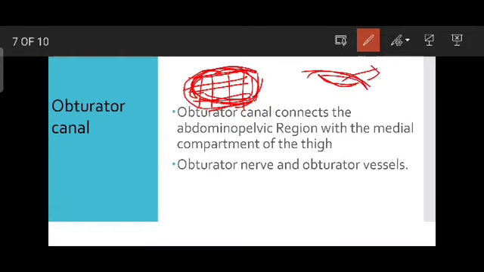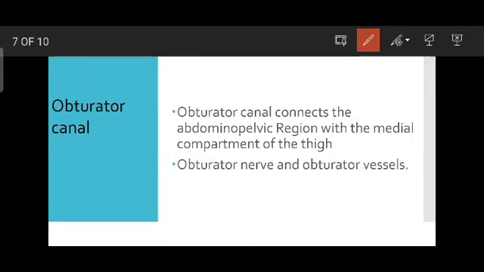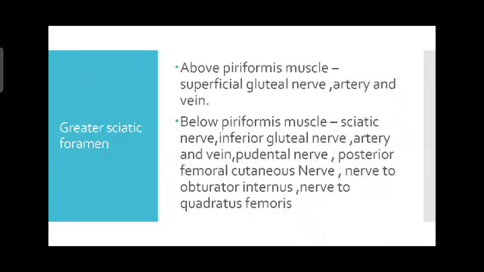Okay, that's all about the obturator canal. Okay, we move to greater sciatic foramen. Greater sciatic foramen is formed from the greater sciatic notch and the sacrospinous ligament. Through this greater sciatic foramen, one muscle is coming out of the pelvic cavity and enters into the gluteal region, that is the piriformis muscle.